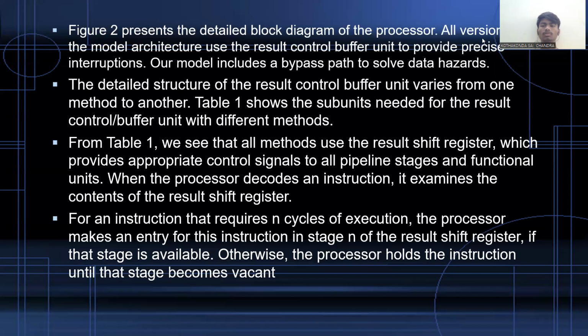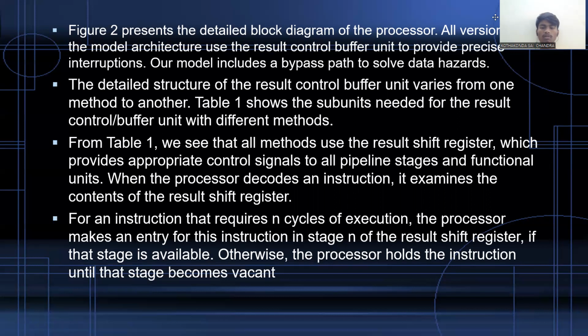Figure 2 presents the detailed block diagram of the processor. All versions of the model architectures used in the result control buffer provide precise instructions. A model includes a bypass path to solve the data hazard. The detailed structure of the result control buffer unit varies from one method to another.